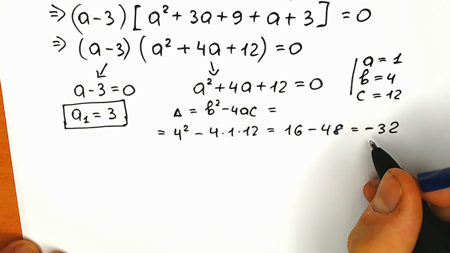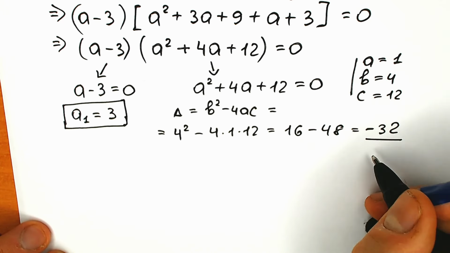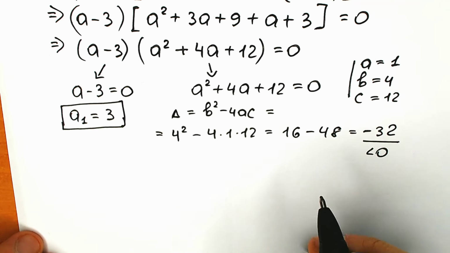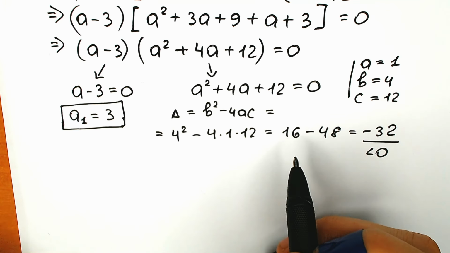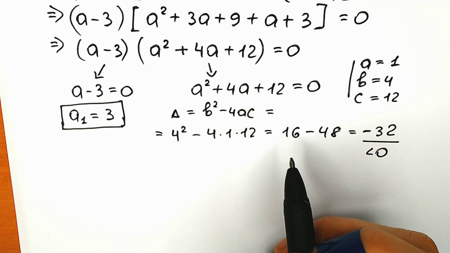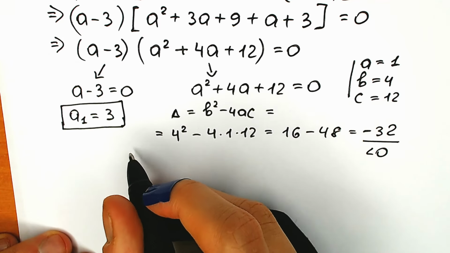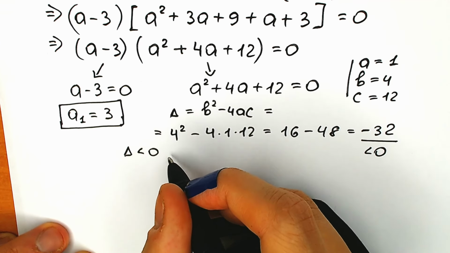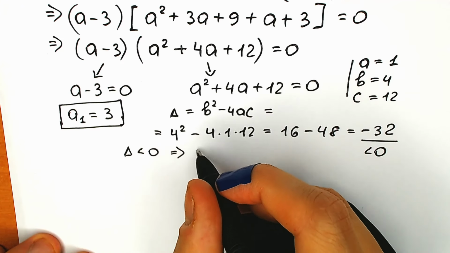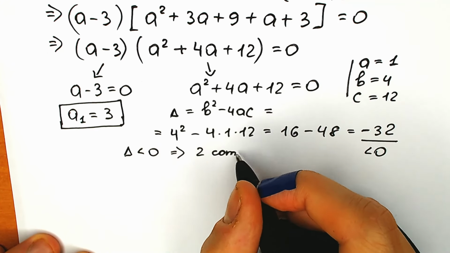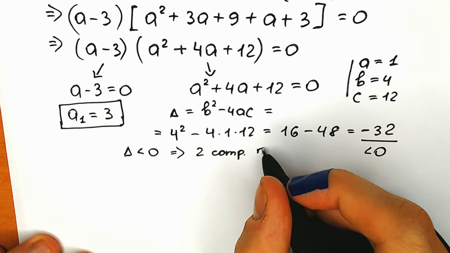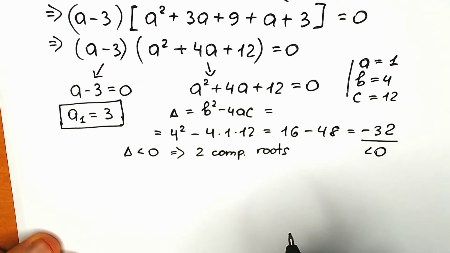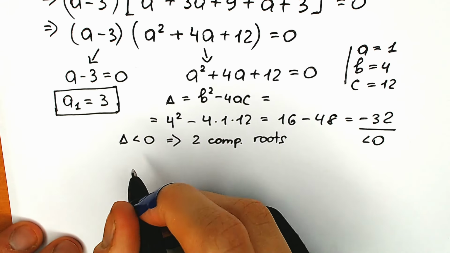This is our discriminant, and I hope you understand that this discriminant is less than 0, so it means that in this branch we don't have real number roots. We have two complex roots. So how can we underline it? We can write that D is less than 0. So from here we have two complex roots, but we need to solve this equation completely. So right now let's find these complex roots. So a second and a third.